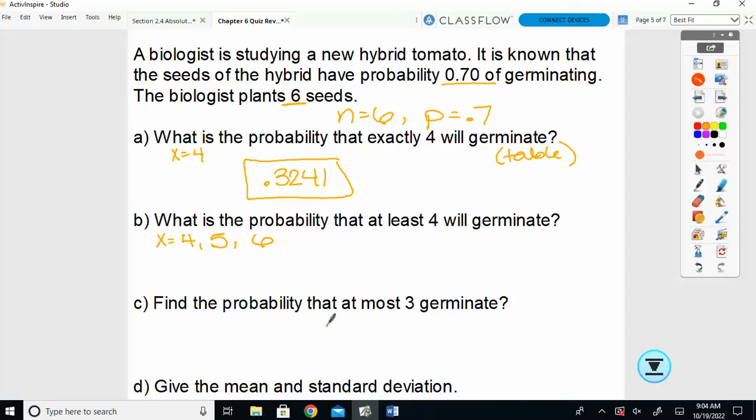So we are back at the 4, so n is 6, my x is 4, my p is 0.7. So the probability of 4 was 0.3241. And then you just read down. So the probability of 5 was 0.3025. Probability of 6 is 0.1176. We get 0.7442.